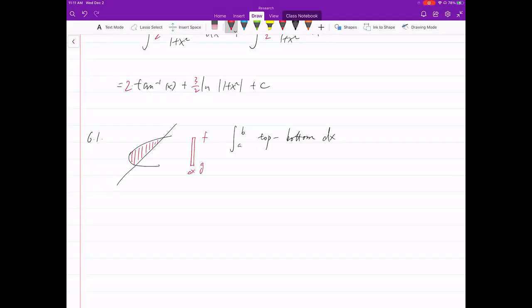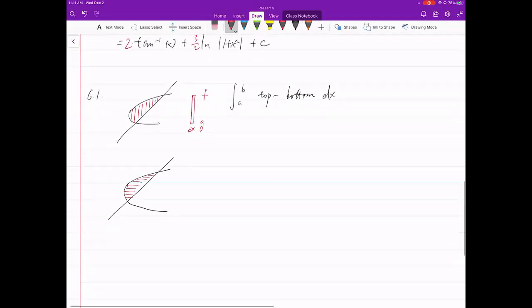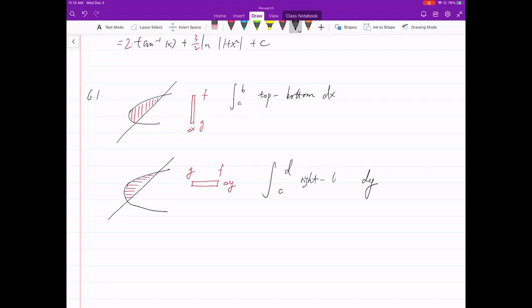Or we can take the same shape, and this time we cut them horizontally. Then for each rectangle, you have a delta y. This one is on the right, this one is on the left, and this time it is not a height anymore, it's a width. The width is going to be the right minus the left. So be careful, this is dy, you use the right minus the left.